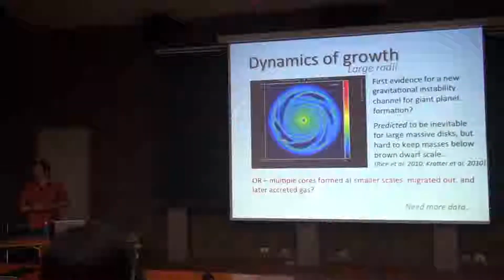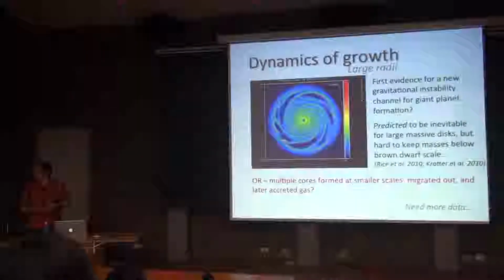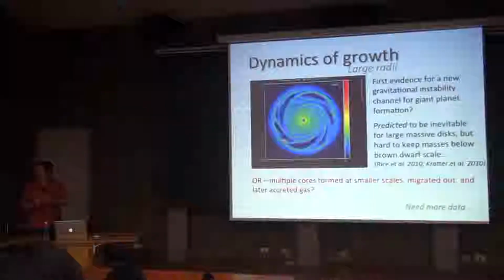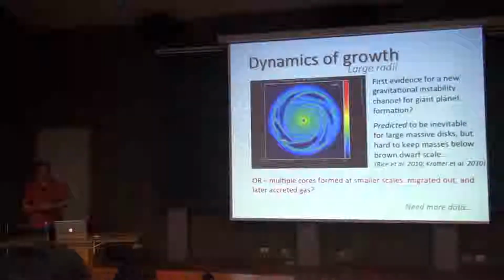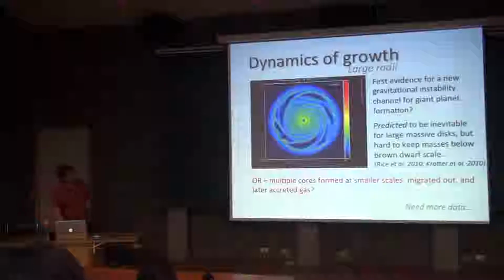One possibility is that this system is the first example of a completely different channel of giant planet formation, which would occur not from, first of all, forming a solid core and then accreting the gas, but rather taking the gas disk and having it fragment directly into giant planets.